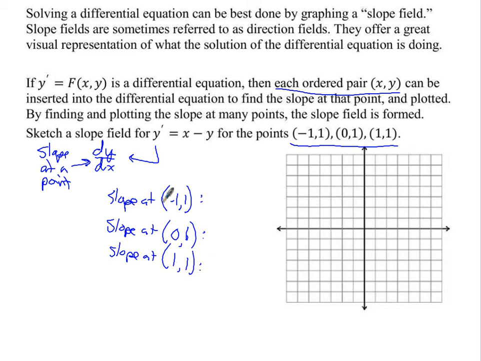So for the slope at negative 1 comma 1, I take negative 1 and I plug it in for x. I take 1 and I plug it in for y, and I get negative 2. So at negative 1, 1, right here, we have a slope that is negative 2. So I'm going to try to draw in a slope of negative 2. To do that, I'm going to come up here, because the slope of negative 2 would follow that line right there. And then I'll draw in a little mark.